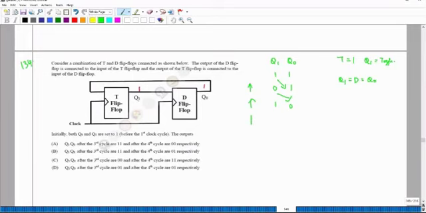Okay? So the third clock cycle: since it is 0, whatever value is there will remain the same. So Q1 will keep the same value. Next, the fourth clock cycle: 1 becomes 0. So in the third clock cycle it is 1 1, and in the fourth clock cycle it is 0 1. So the answer is B.